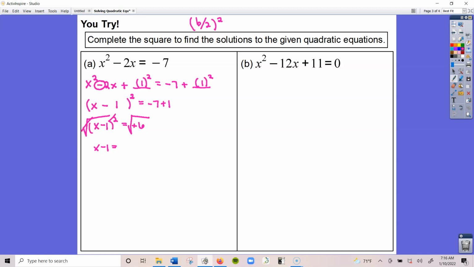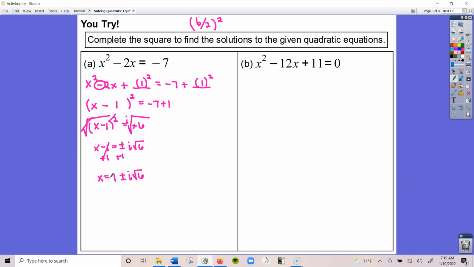That means I'm going to make it positive and take out i. So we got x minus 1 equals plus or minus, remember always plus or minus, i square root of 6. And now our final step would be to add the 1. So add 1, and we get x equals 1 plus or minus i square root of 6.